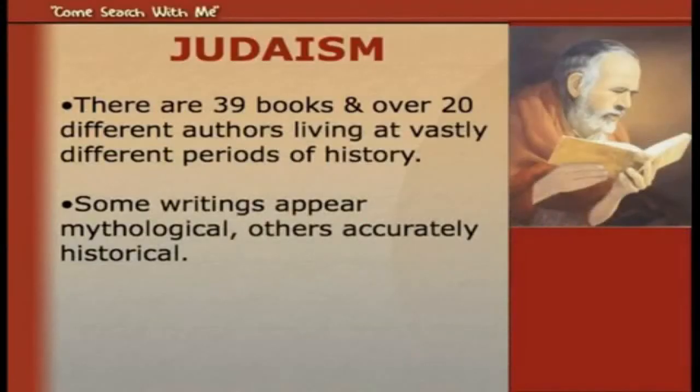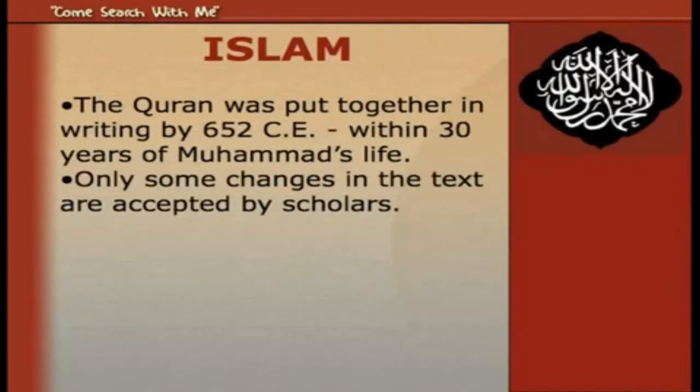Judaism, there are 39 books in what is called the Old Testament. 20 different authors living at vastly different periods of history. Some writings appear mythological, while others are accurately historical. Now, this is my own opinion. And so, I could not classify, because 39 books, how do you make one classification? So I left it unclassified. If any of you are able to classify those into any one type in these 4, you can go ahead and come up to me and tell me, and it'll be a part of my presentations after that.